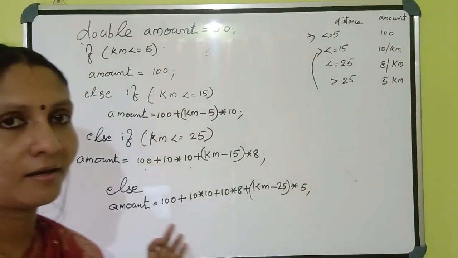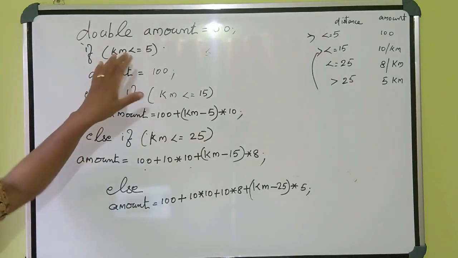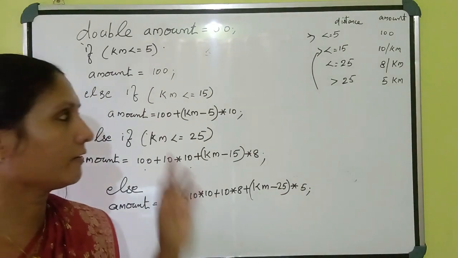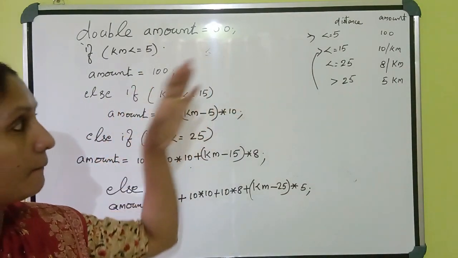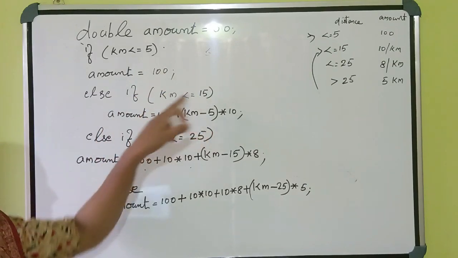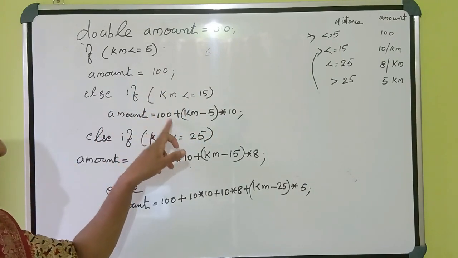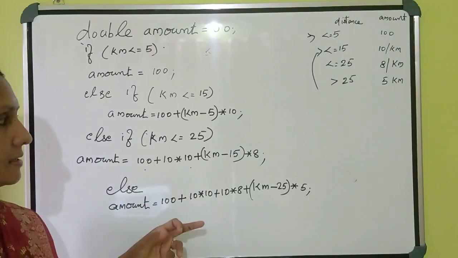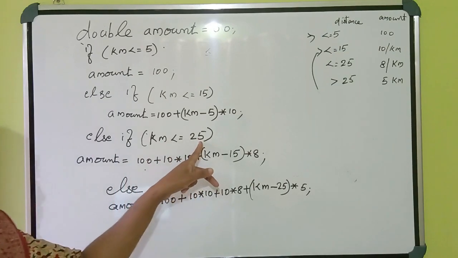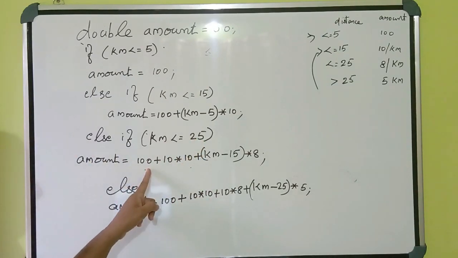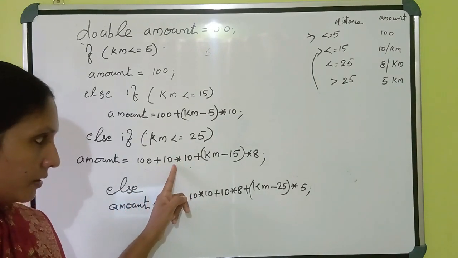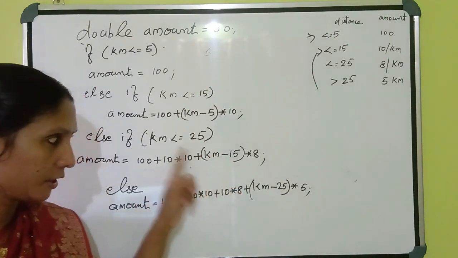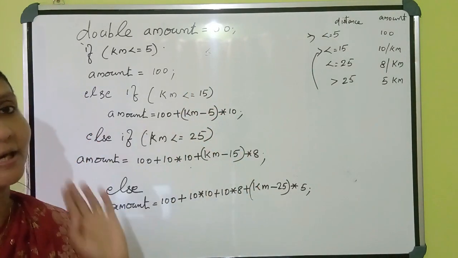At last, see, once more I will explain. For the first interval, kilometer less than or equal to 5, amount is equal to 100. Directly we can give. The next interval, that means next 10 kilometer, that means 5 plus 10 you will get a 15. Then how can you calculate? First interval amount plus kilometer minus first interval into amount. Then for the next 10, that means 15 plus 10 you will get the interval as 25. Then how can you calculate? First amount plus first interval into amount plus, sorry, second interval into amount plus kilometer minus second interval into 8.